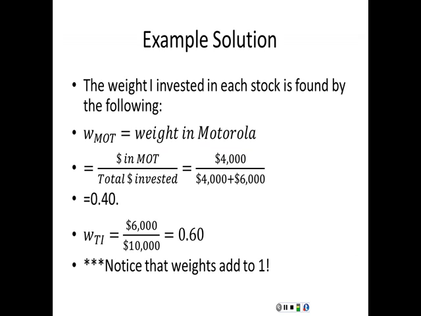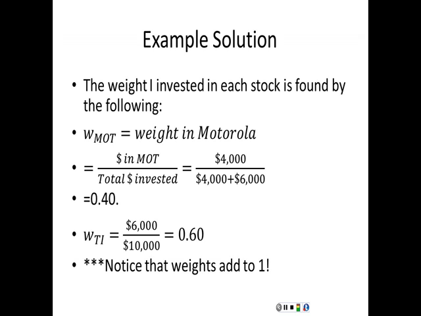Well, the first thing we want to figure out is what portion of my money is going into each stock, and we call that the weight. So let's define W_Mot as the weight in Motorola. That's simply going to be the dollars invested in Motorola divided by the total dollars invested. So I put $4,000 in Motorola, the problem told me. So the total invested would be the dollars I put in Motorola plus the dollars I put in TI. It says we put $6,000 in TI, so my total investment is $10,000. Motorola is $4,000 of that investment, so the weight would be 0.4.